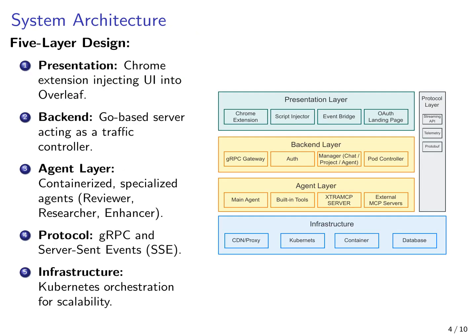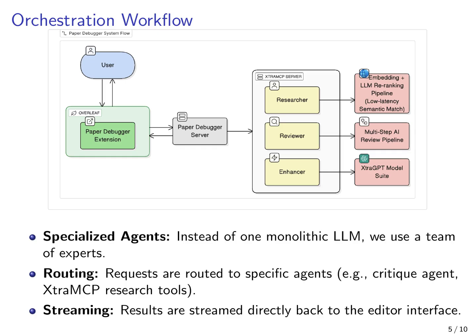All right, so let's pop the hood and take a look at how this system is actually put together, from the high-level architecture down to the individual agents doing the work. They've designed it with a pretty clean 5-layer architecture. You've got the presentation layer, which is the Chrome extension you interact with. That talks to a backend written in Go running on Kubernetes. Then you get to the really interesting part, the agent layer, which has these different containerized agents. And it's all held together by a protocol layer using gRPC and server-sent events, with an infrastructure layer at the bottom.